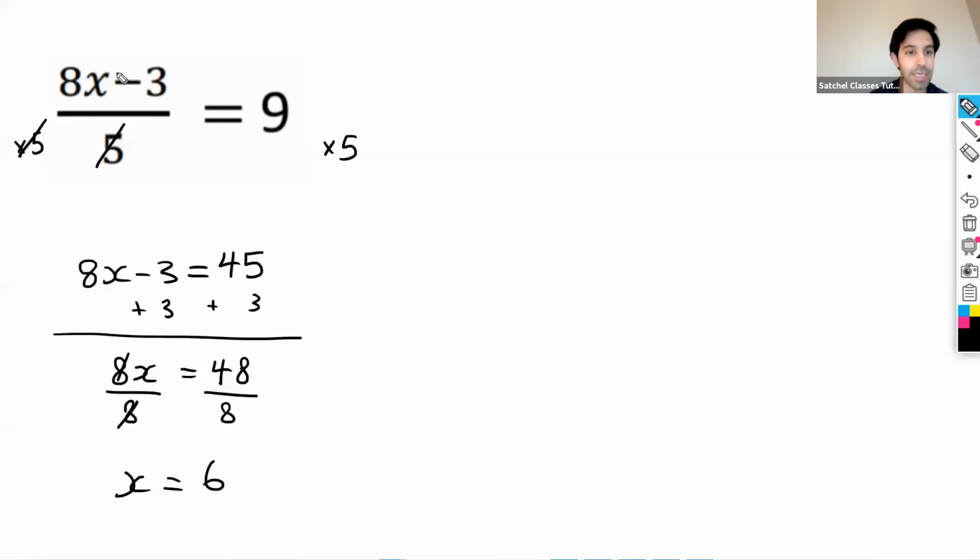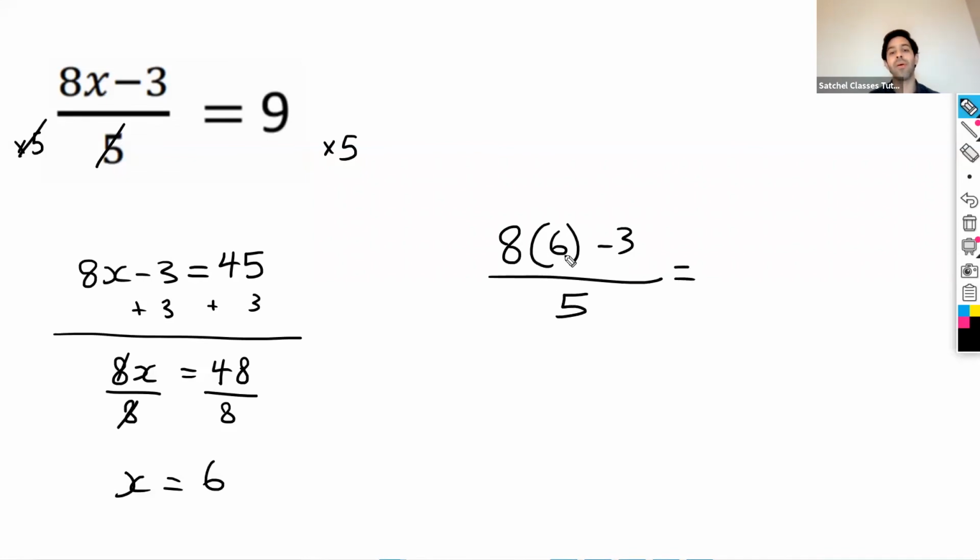So when x is 6, this statement holds true, and we can try this out. So instead of x, I'm going to substitute 6 into (8x - 3) divided by 5. Now, 8 times 6 is 48. 48 minus 3 is 45. So I'm just going to rewrite this as 45 over 5. And 45 over 5 is equal to 9. So when x is 6, this statement holds true.